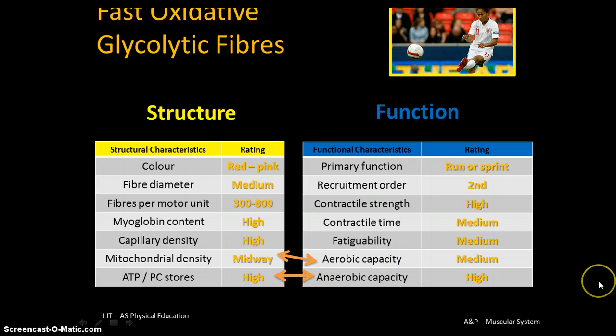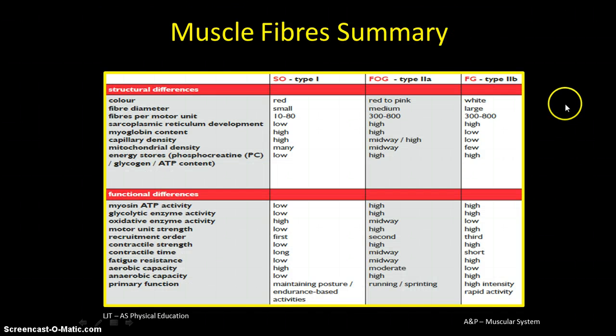You will need to be able to give structural characteristics and functional characteristics of all these three types of fibres. So we've covered a lot of information quite quickly here. As I said, you might want to pause the video and have a closer look at these. So slow oxidative fibres, fast or FOG fibres and fast glycolytic fibres, with a little bit more information in terms of structural and functional characteristics.